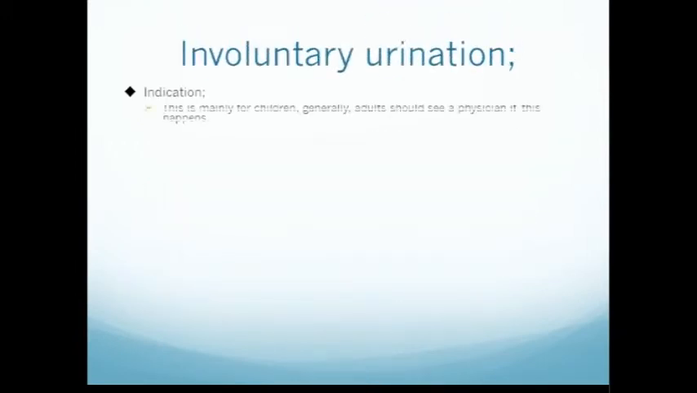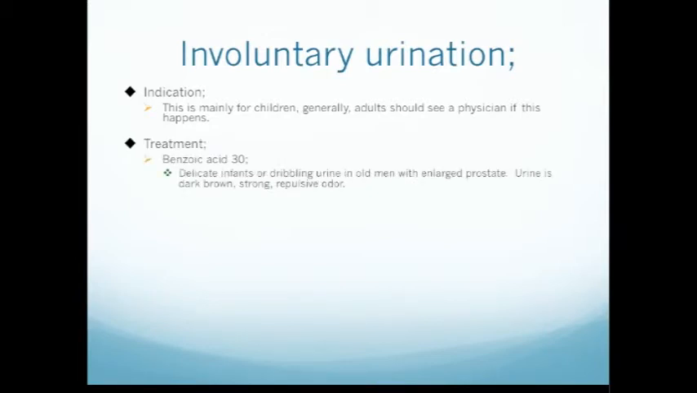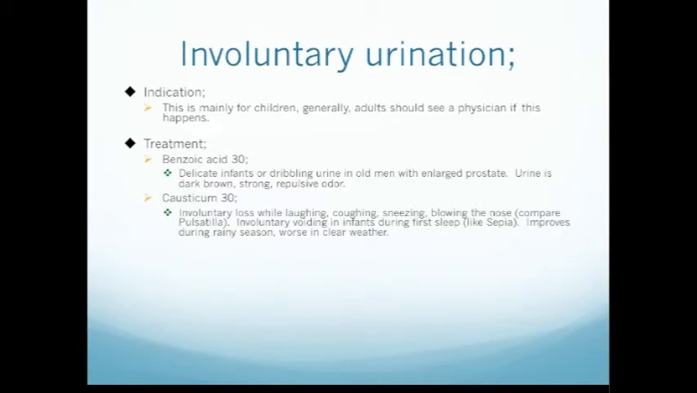Involuntary urination. This is mainly for children, but sometimes adults need to see a physician for this as well. Benzoic acid 30 is good for delicate infants with dribbling urine and old men with enlarged prostates. The urine is frequently dark brown, has a strong repulsive odor. Causticum 30 is good for involuntary loss of urine while laughing, coughing, sneezing, blowing the nose.